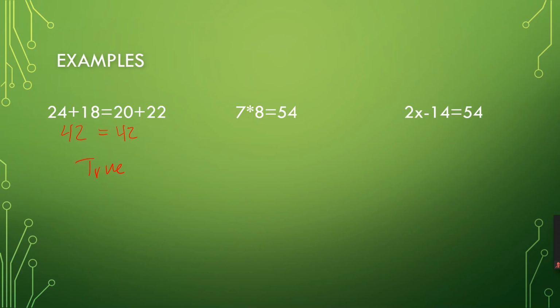Right? Next one, we have 7 times 8. We simplify the left side. 7 times 8 is 56, sorry, 56. This side is 54. Those are not equal to each other. Therefore, it is a false statement.